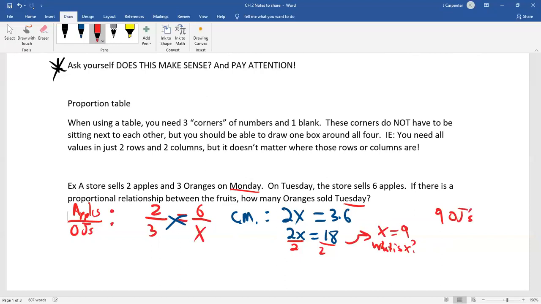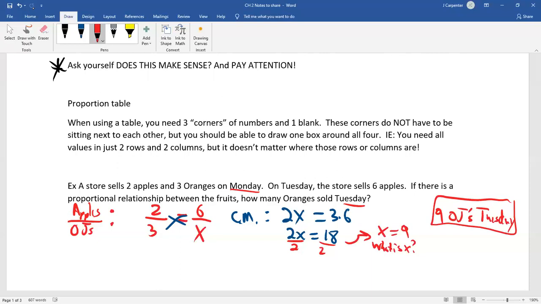9 oranges on Tuesday. That is a quantitative reasoning answer. 9 is not a quantitative reasoning answer. 9 oranges would be good enough since they said specifically on Tuesday, but this is being very specific. 9 is not an answer. Now in my math lab, they generally have those words set for you already, so it's not really an issue, but remember, we're quantitative reasoning students because we're trying to take this and use it in the real world. We have to be specific, we have to use our words.